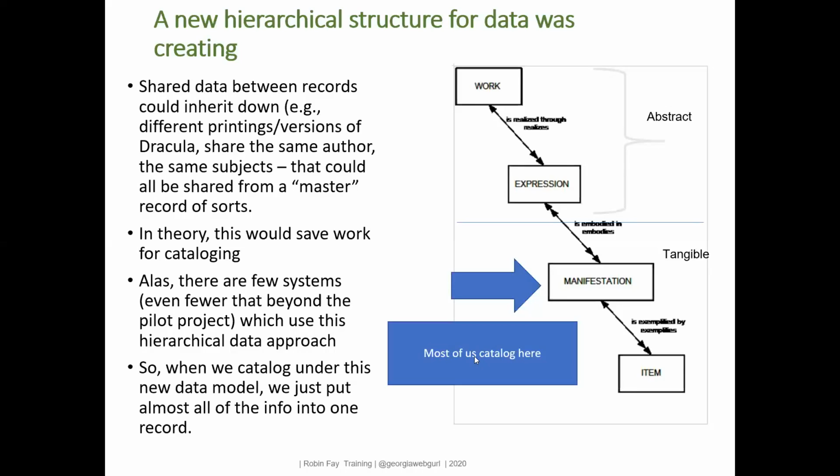just cataloging at what's considered the manifestation level. This is the item that comes across our desk, or the copy, or the volume that comes across our desk. And because we don't have a way to do this, we just put everything into that one record, right? So you put the subject headings into that one record, you put everything into that one record. Of course, the item, that's where we barcode things.